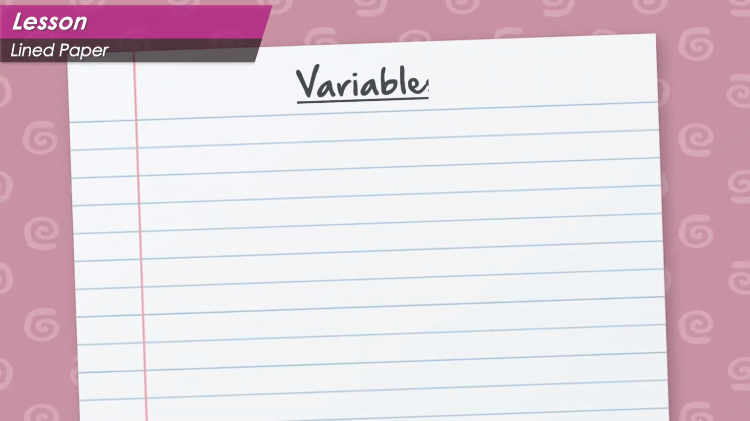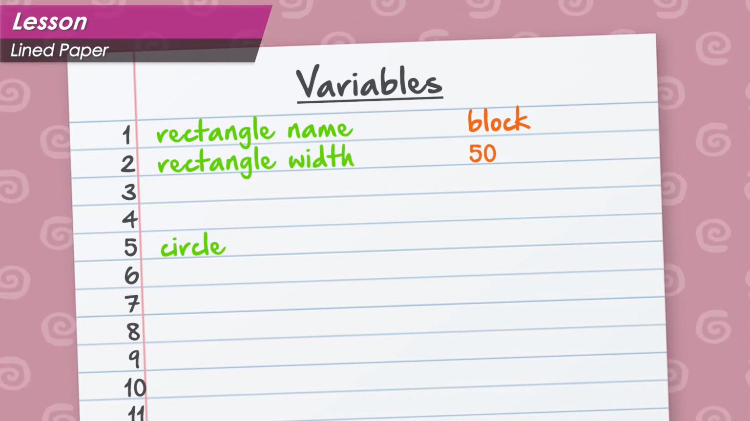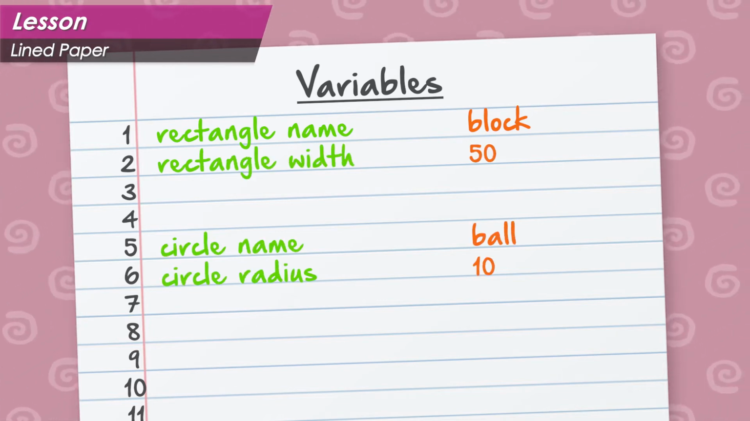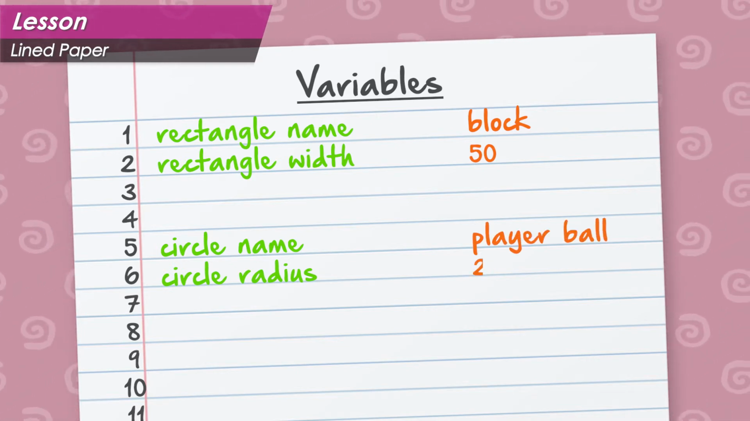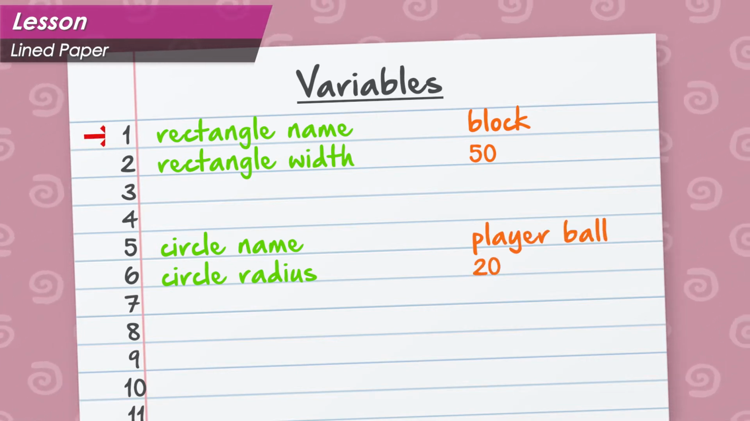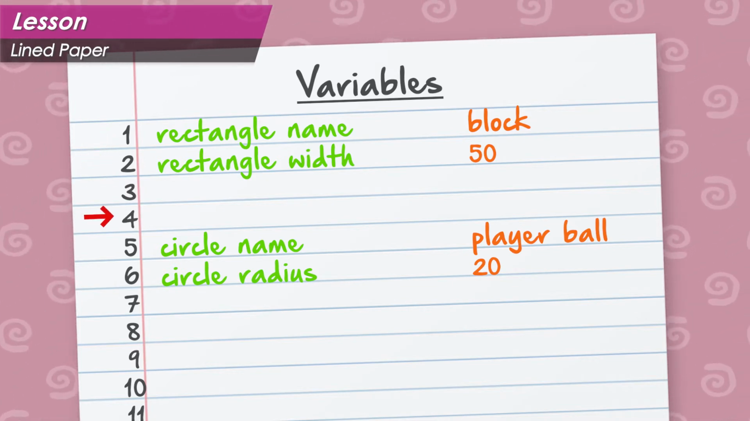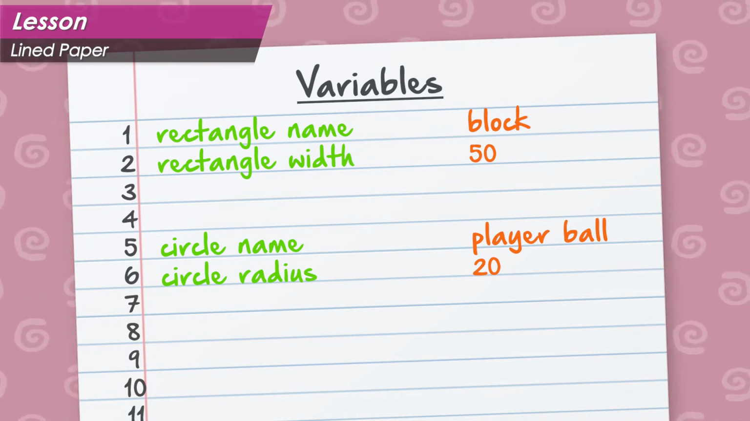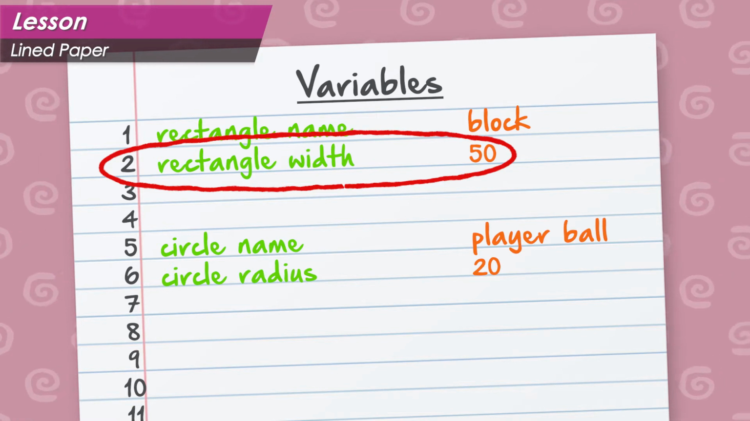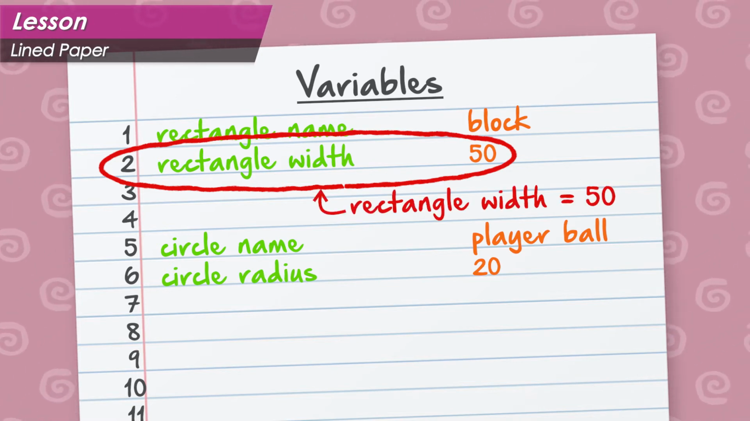Another way to think about variables is to imagine a sheet of lined paper where we write a different label and piece of data on each line. We can change the value on a line, but when we do this, we lose what was already there. We can reference a specific variable by looking for its name, and then we can read whatever value is written there. Here, we can see that the variable called rectangle width currently holds the value 50.